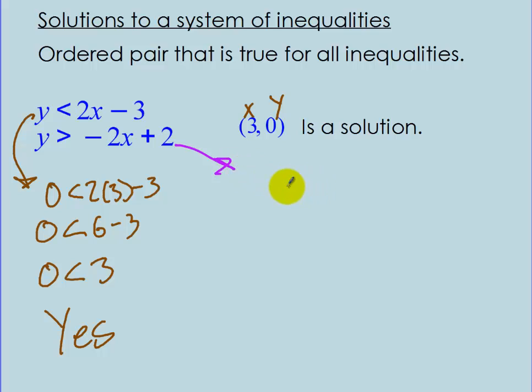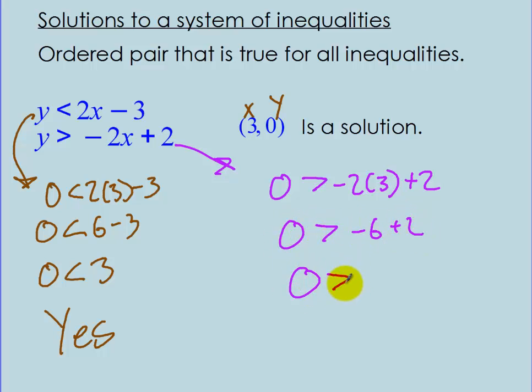Other inequality, you'd get 0 is greater than negative 2 times 3 plus 2. So 0 is greater than negative 6 plus 2, which is 0 is greater than negative 4. Is that true? Yes. So (3, 0) is a solution. And just like solving an inequality, there's more than one solution for a system of inequalities.